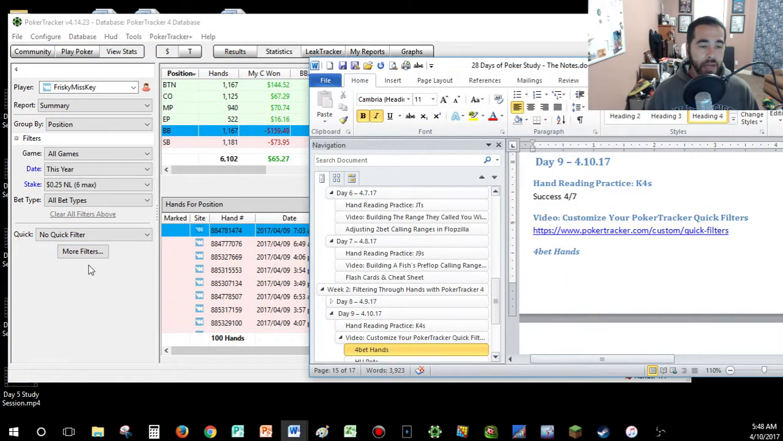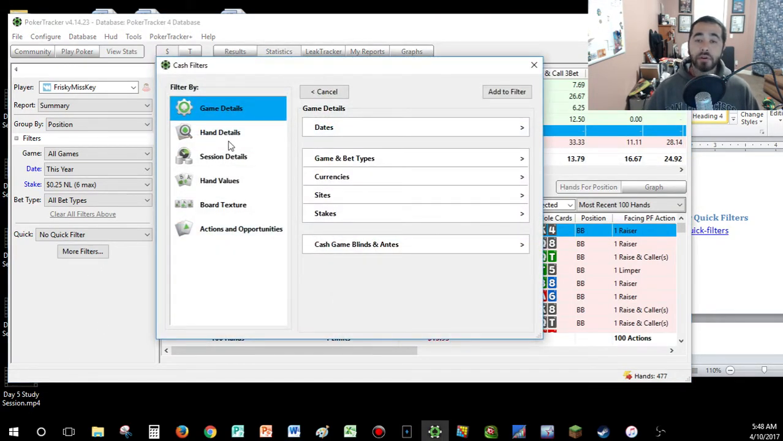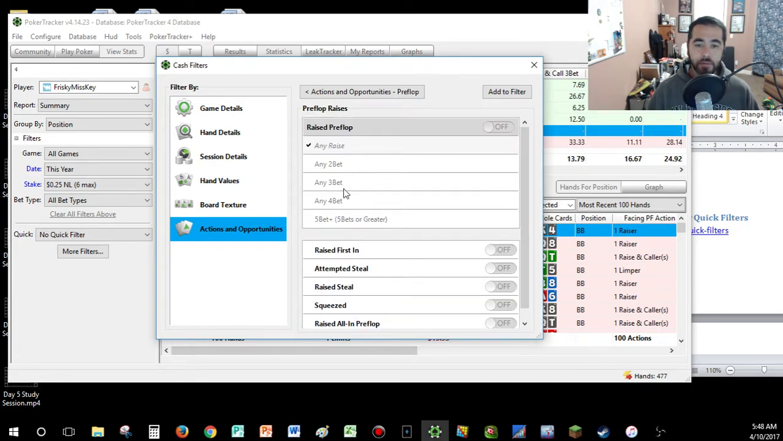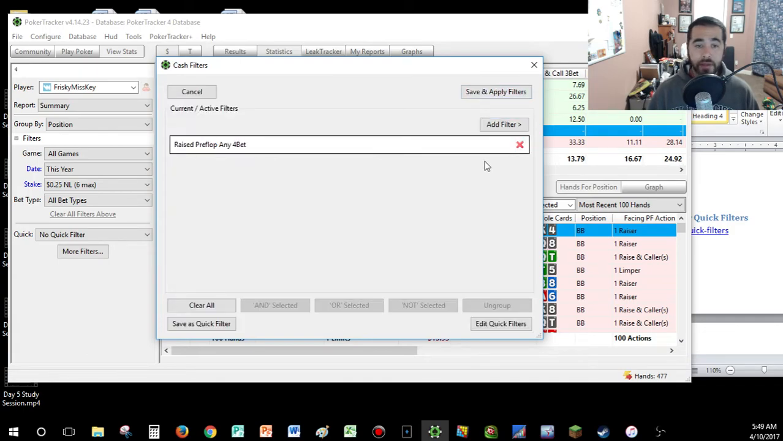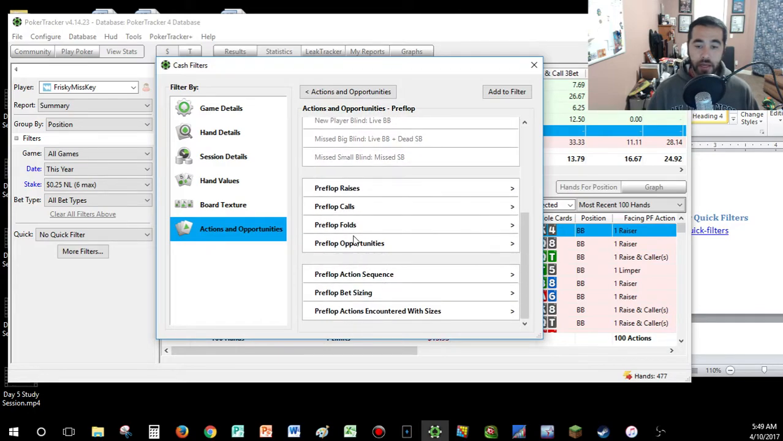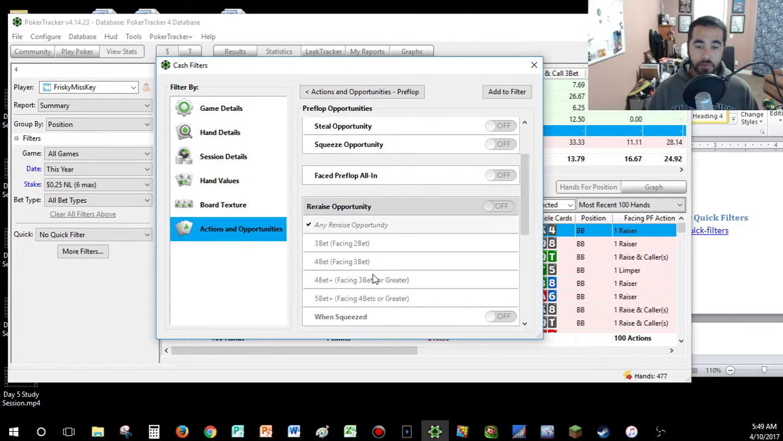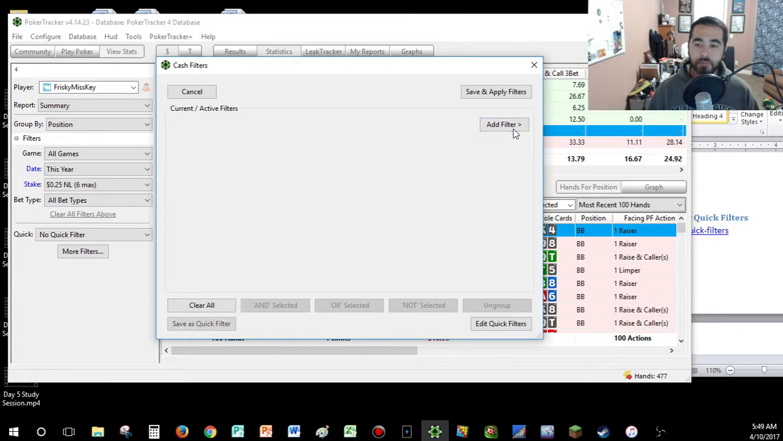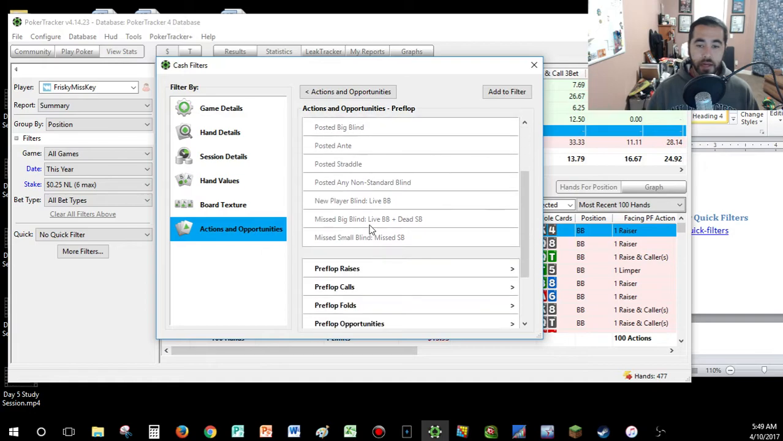So first off here, 4-bet hands. Now, these are hands where we either faced a 4-bet or we made the 4-bet, just 4-bet hands in general. So, actions, opportunities, preflop raises, any 4-bet right there. Add that to the filter. We can also go to action opportunities, preflop opportunity, 5-bet when we're facing a 4-bet or greater. So we can see, oh, that's "and." I don't want "and." I should have put them on the same filter. Hold on a second.